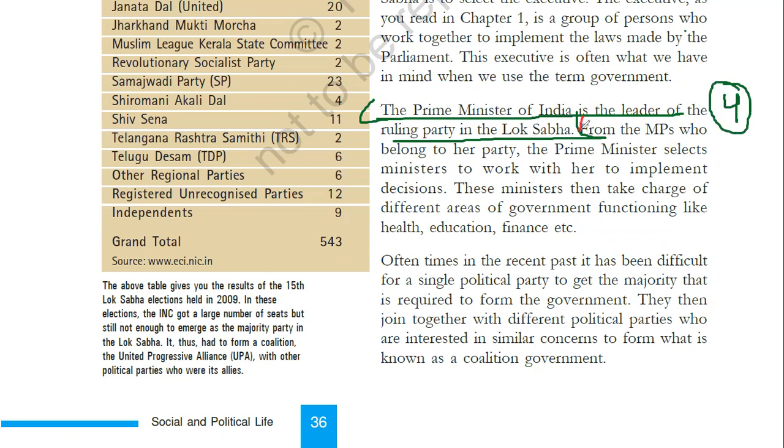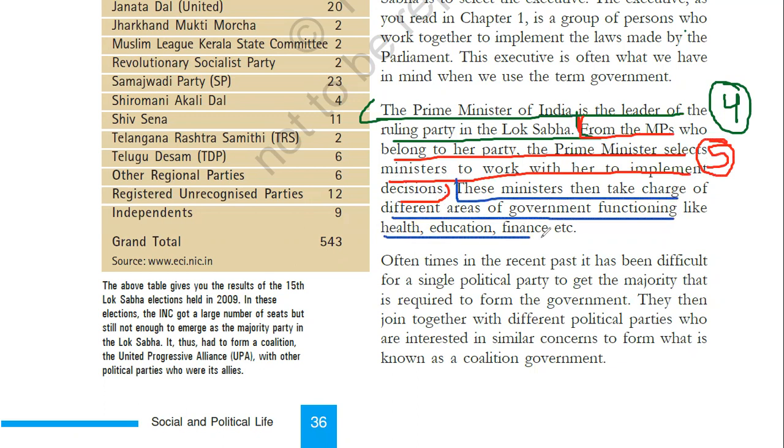Then the point number 5 would begin from the next line. From the MPs who belong to her party, the Prime Minister selects ministers to work with her to implement decisions. This is point number 5. These ministers then take charge of different areas of government functioning like health, education, finance, etc. This will be your 6th point. And this would conclude your question.